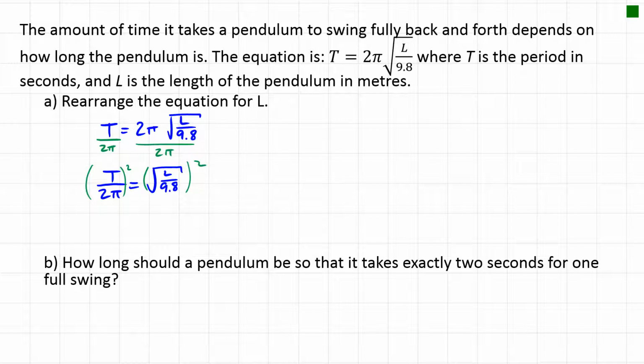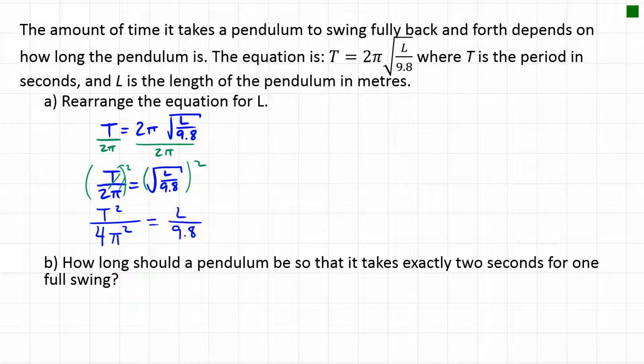Now when I square the left-hand side, as you'll recall from our exponent rules, each individual item needs to be squared. So that would be T squared, but also 2 needs to be squared, which results in 4, and pi needs to be squared, which we can only write as pi squared. So we're squaring each item in that bracket. And then on the right-hand side, I have L over 9.8.